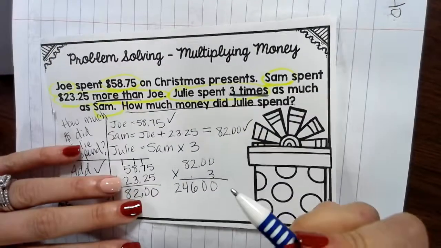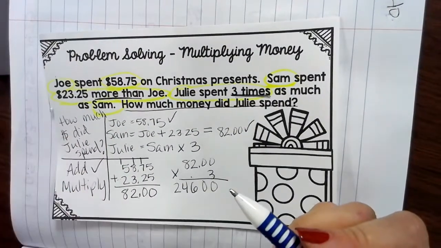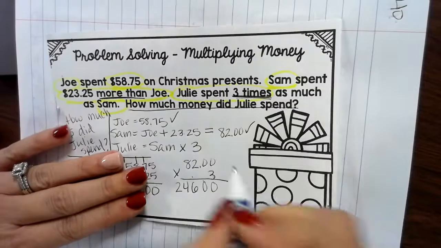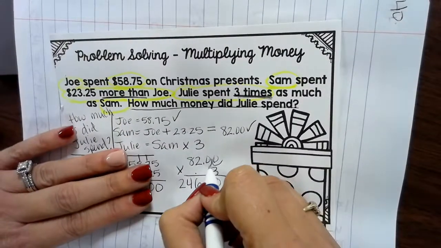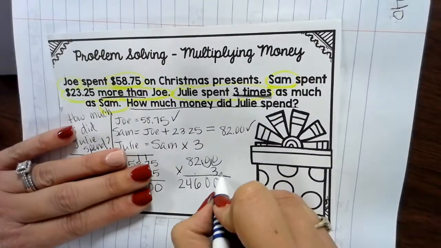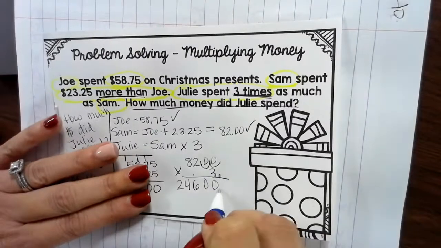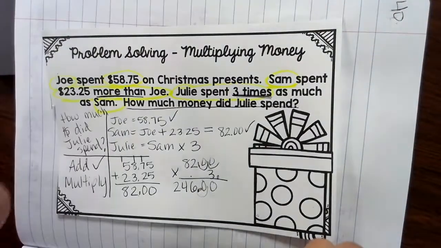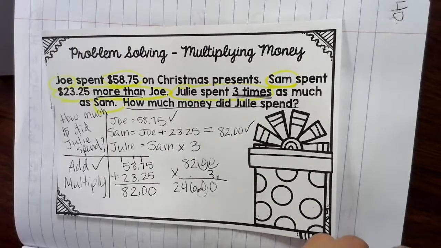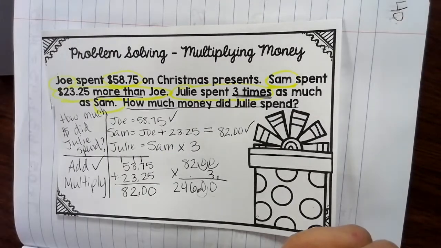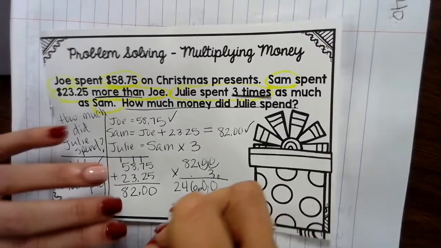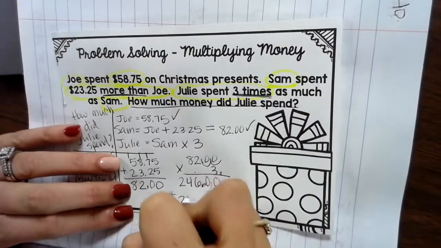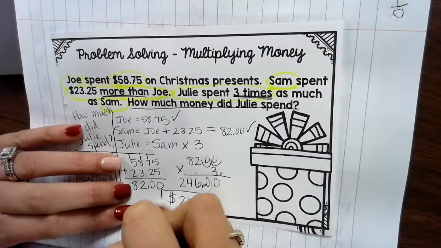Okay. When I multiply, my decimal does not fall. I have to count him. He is 1, 2, and there's none here because the decimal's at the end. So he just moves over 1, 2. He does not fall. He gets counted. Okay. So how much did Julie spend? Julie spent $246.